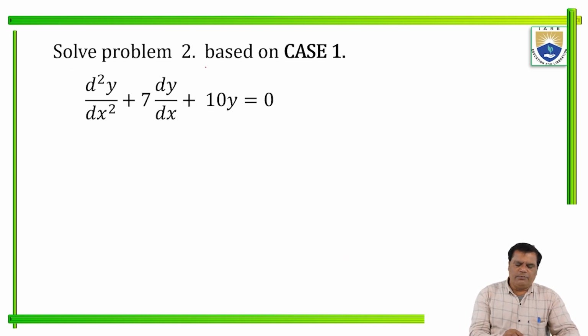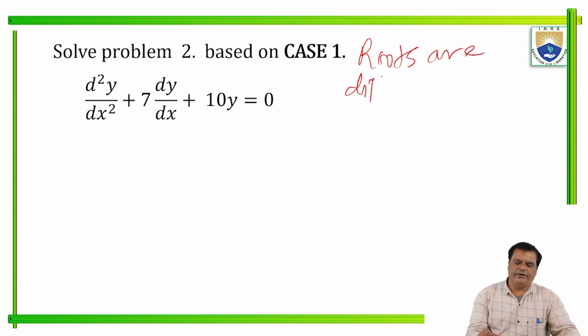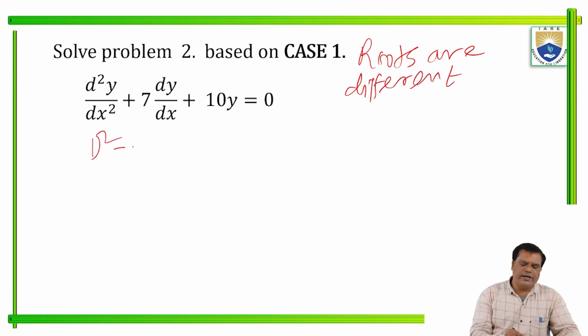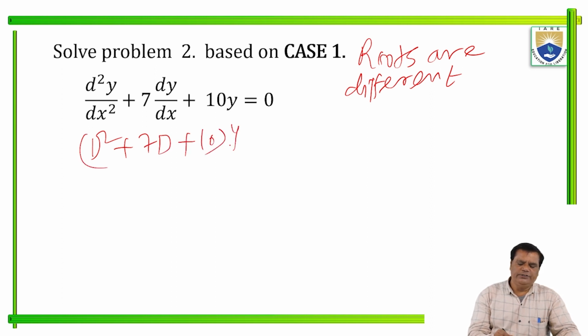Next one, problem 2 based on case 1. Same case 1, roots are different here. So I am writing here (D² + 7D + 10)y = 0. We can write this here.